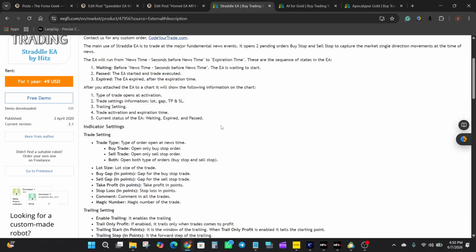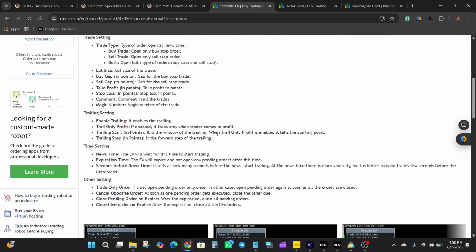Now, moving into time management, the EA is structured around news timing. You define the news time, how many seconds before news it becomes active, and when it should expire. This makes it very focused on short bursts of high volatility rather than continuous trading. There are also additional protective controls, such as the ability to cancel the opposite pending order once one side is triggered, and options to close pending or live orders once the expiration time is reached. This helps ensure the EA doesn't continue trading outside of the intended news window.